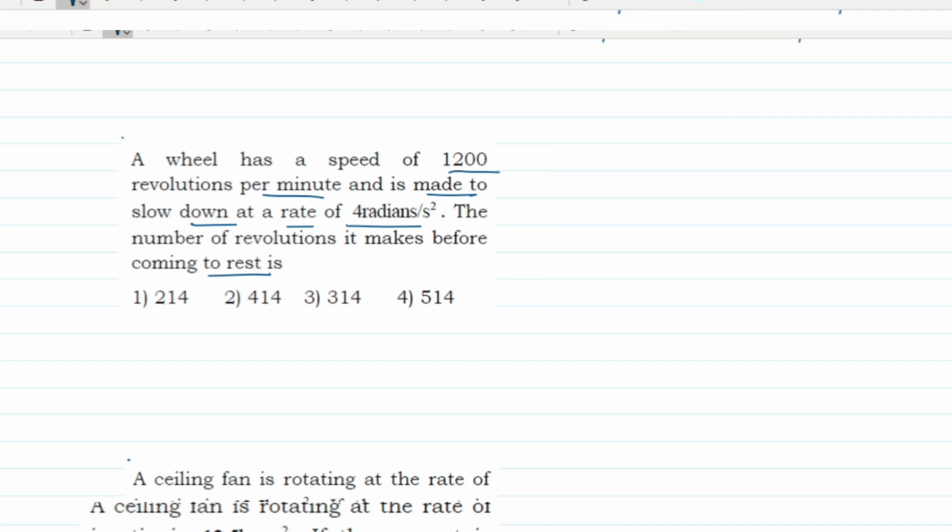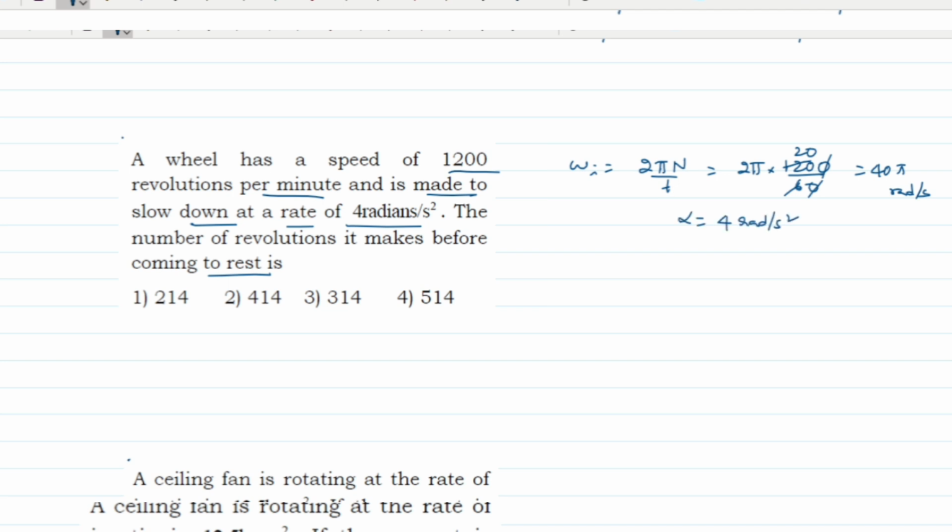Now here initial angular velocity you can take omega initial, which is nothing but 2 pi into n by t. So here 2 pi into n, in the sense the number of revolutions is 1200 per minute, in the sense 60 is given, and here 1200 by 60 is 20, 20 into 2 will be getting as 40 pi radian per second. Then alpha value is given in the question as 4 radian per second square.